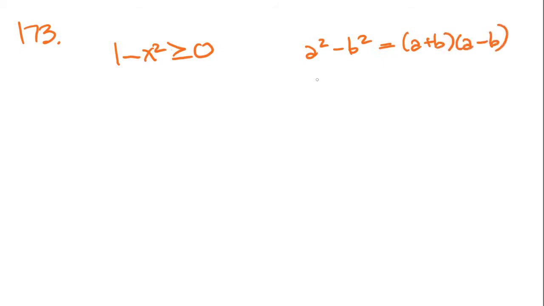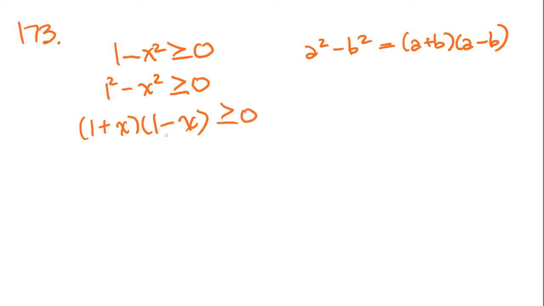Number 173 says, which of the following describes all values for x for which 1 minus x squared is greater than or equal to 0? Well, remember that a squared minus b squared equals (a plus b) times (a minus b), right? 1 minus x squared is the same as saying 1 squared minus x squared. So what we can do is use this formula to derive (1 plus x)(1 minus x) is greater than or equal to 0. Then we just create two different equations and solve for x individually.